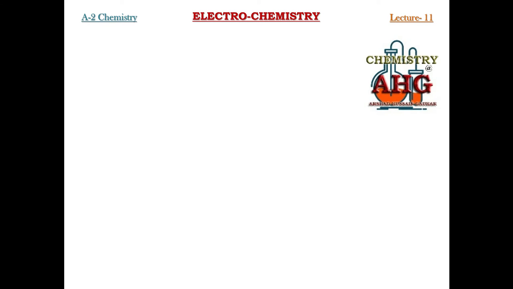Hello students, A2 chemistry chapter is electrochemistry, lecture number 11. In this lecture we are going to talk about what is a fuel cell, what is the composition of a fuel cell, what are the chemical reactions that occur when a fuel cell is producing electrical energy, and what are the relative advantages and disadvantages of a fuel cell compared to the other cells.